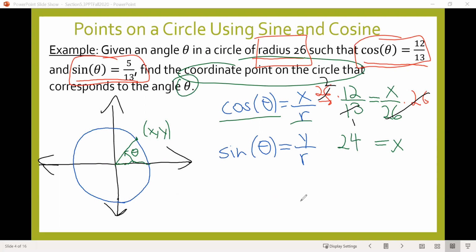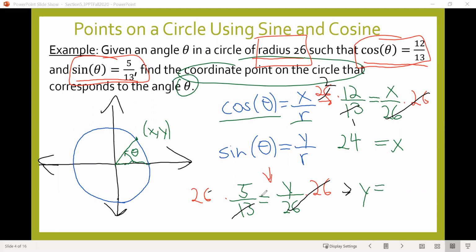Then we do a similar process to solve for y. Again, our sine value, which is 5 over 13, is equal to the ratio y, which we don't know, over the length r, which is 26. We can multiply by 26 again on both sides. When we do that, these will cancel, and in this case we get y equals 10.